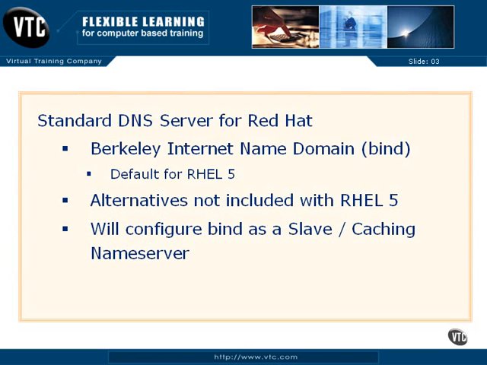The standard DNS service for Red Hat Enterprise Linux 5 is the Berkeley Internet Name Domain, also known by its acronym BIND. It's the default DNS server for Red Hat Enterprise Linux 5. While BIND is far from the only domain name service available, it is the default readily available for our operating system. If you're taking the RHCE exam, you will want to learn to configure DNS, at least as a slave and a caching name server, and we'll do that in following videos.